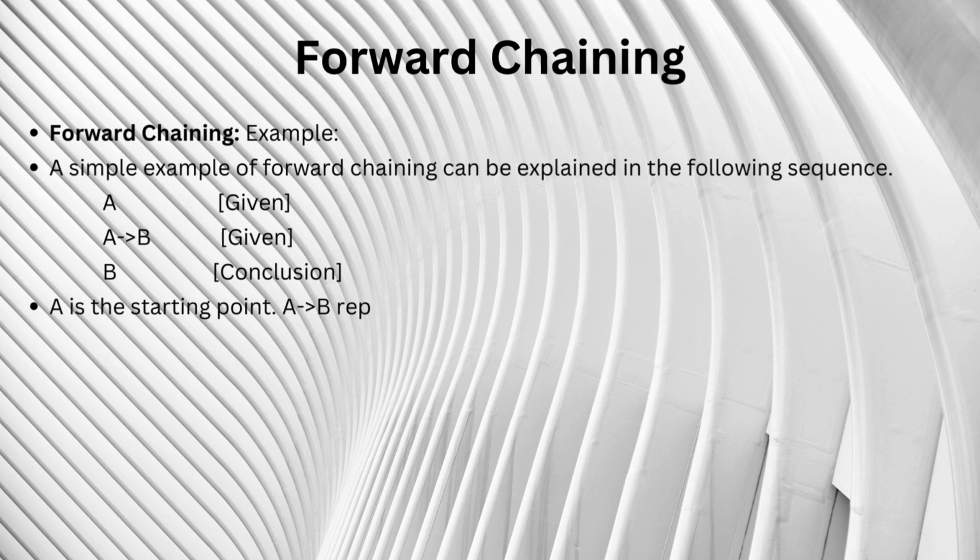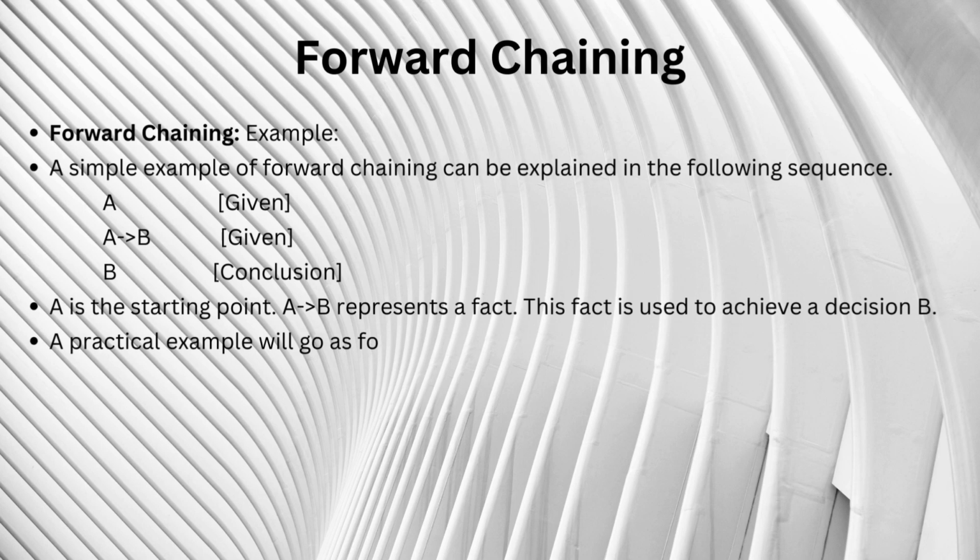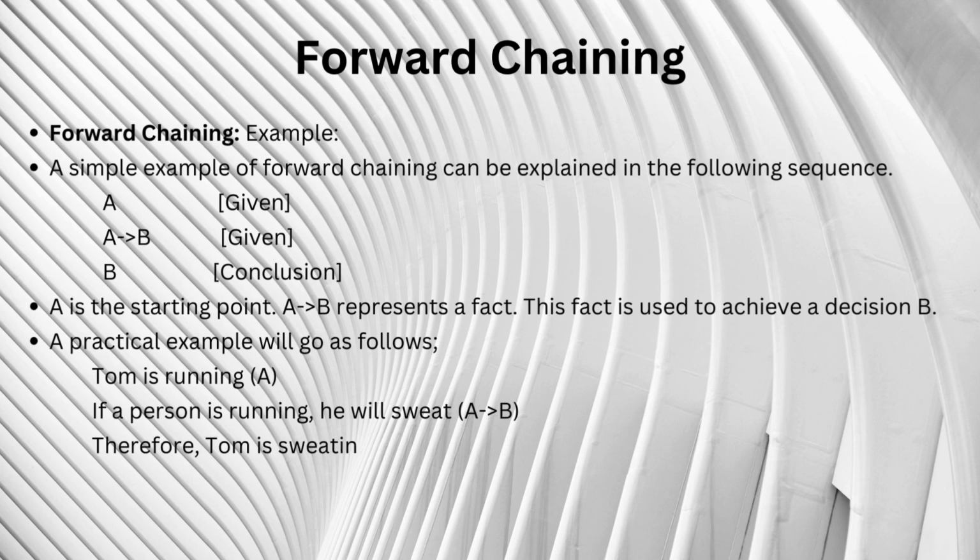Using forward chaining, we combine the given information and the fact to reach a conclusion, that is Tom is sweating, that is B. In other words, we know Tom is running, represented as A. We know that if a person is running, they will sweat, A implies B. Therefore, we can conclude that Tom is sweating, which is B. So, A is given, A implies B is given, we conclude B.